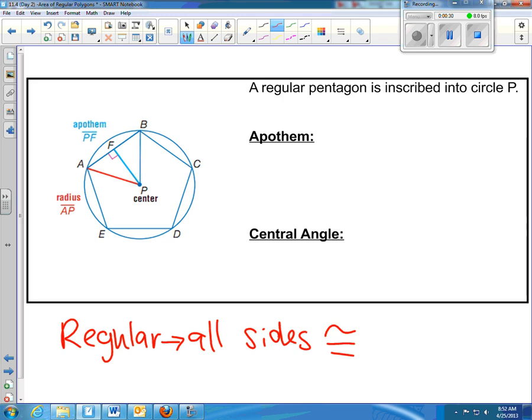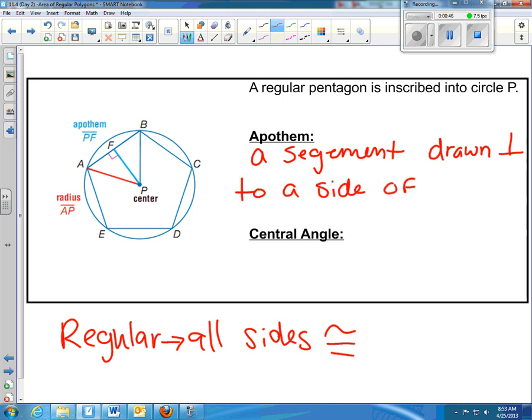All right, so we have something called the apothem. The apothem is a segment drawn perpendicular, we're going to use the perpendicular sign, to a side of a regular polygon. And so if we look at our picture to the left, we have a regular pentagon and it's inscribed into circle P. And so our apothem here is perpendicular from the center to one of the sides.